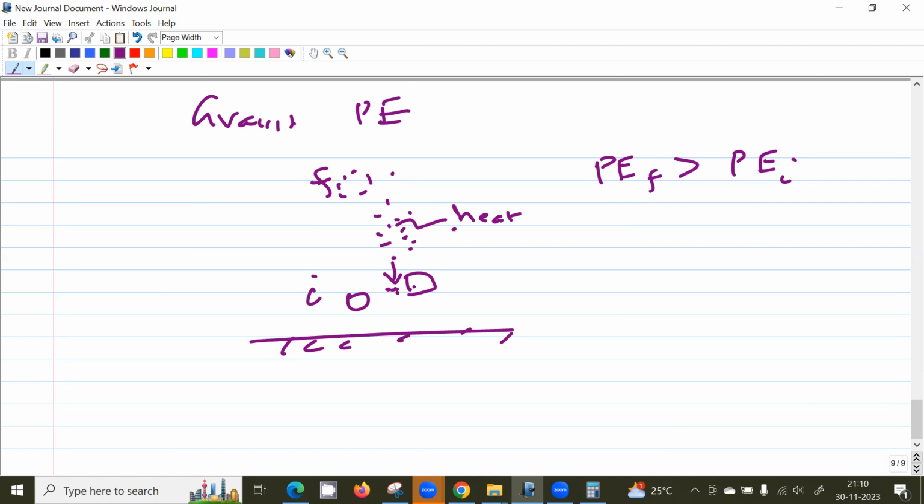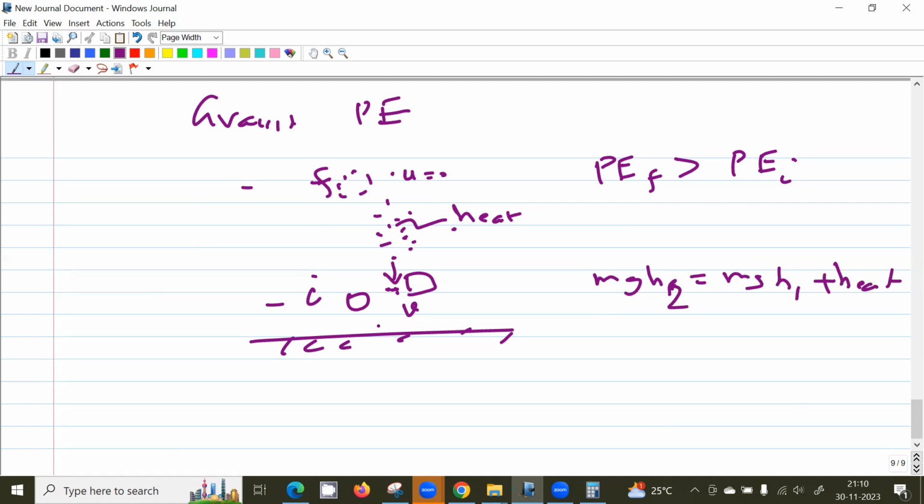But if the friction is not that high, some final velocity will be there, say V, and the initial velocity say 0. So initial energy is mg times the height of the final position, which will get reduced to mg h1. This height is h1, this height is h2. This is mg h2 plus the work done or the heat dissipated here.